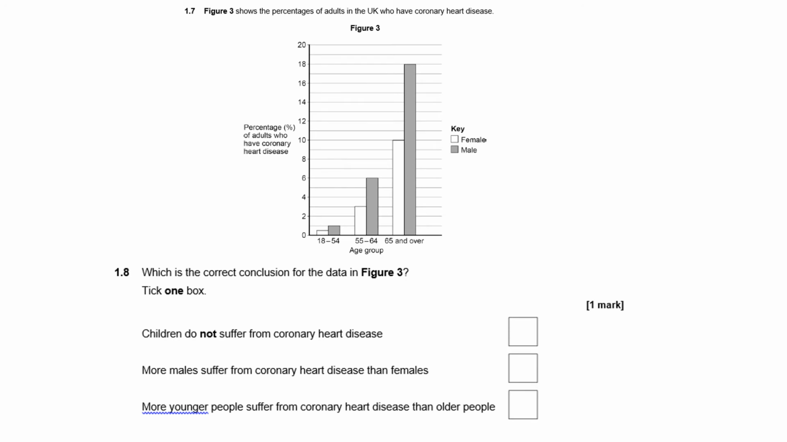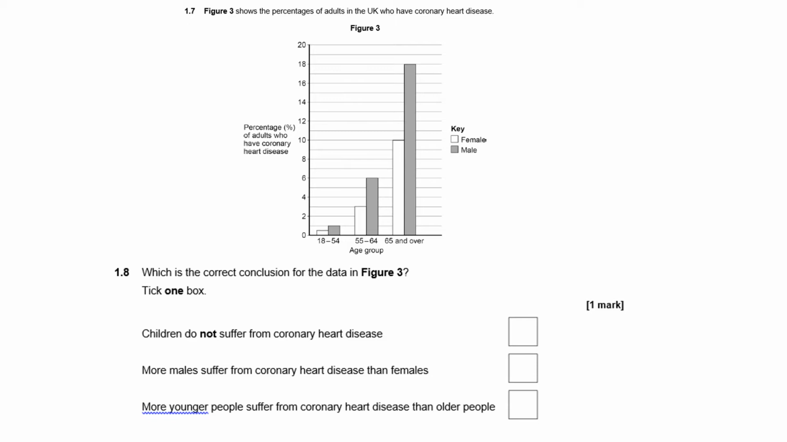Next question, and I've included the graph on this so we can talk about it and see whether each suggested answer is correct or not. So, which is the correct conclusion for the data in figure 3? Tick 1 box, and it is worth 1 mark. So we need to tick 1 box.